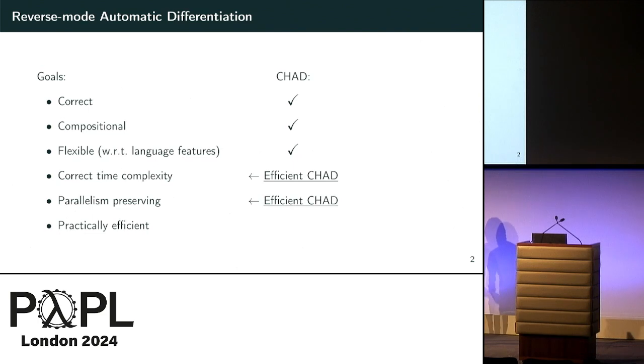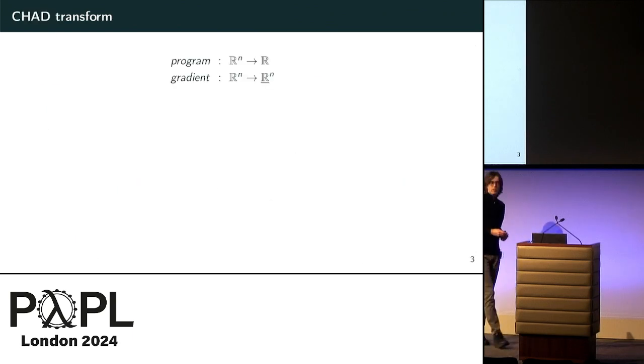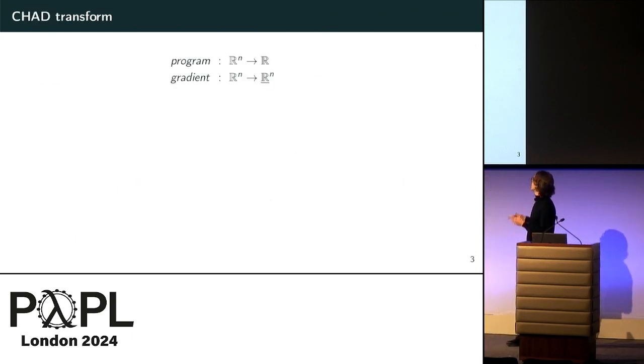And in this work, which is called Efficient Chad, we tackle these two, which are about the correct time complexity and about the parallelism preserving aspect. So this part, where the time complexity is preserved, we have proved this formally in Agda, and you can see the details about that in the paper. This part is future work, but the fact that we want this to be practically efficient as well is always in the back of our minds when thinking about the transformations that we apply. So let's look a bit at Chad and see what it means.